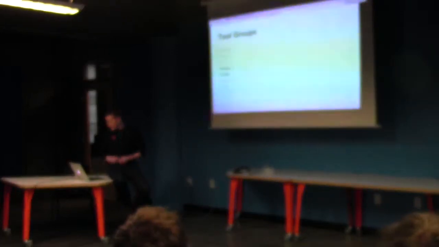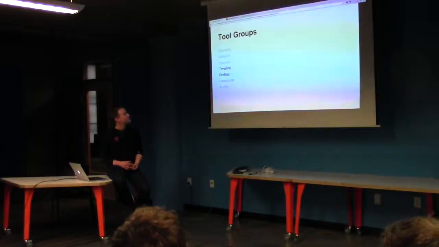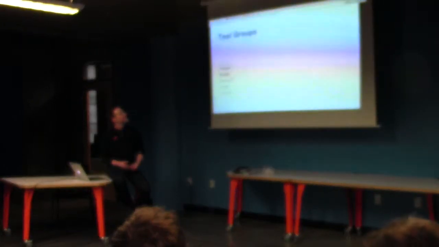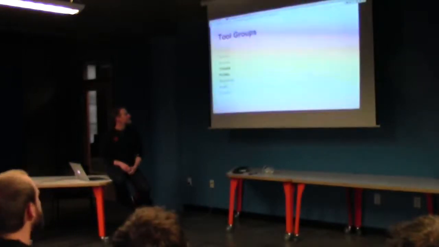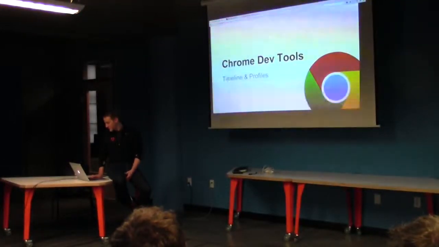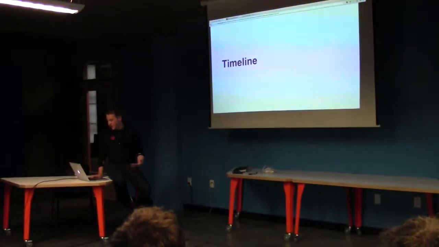So that leaves timeline and profiles. They have a bunch of bright colors on them, and cool features like flame charts. Flame is a cool word, so I guess they're cool things to use. So we'll talk about those. Timeline, profiles. Starting with timeline.